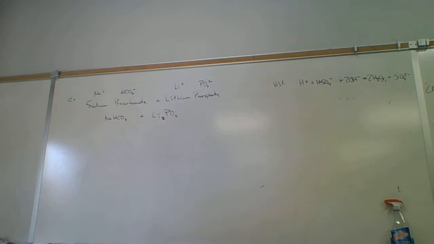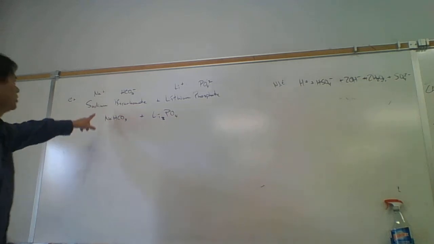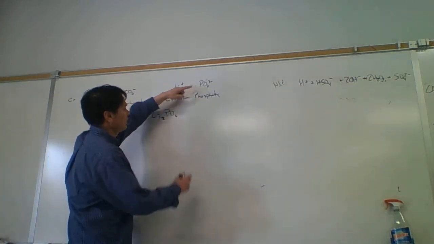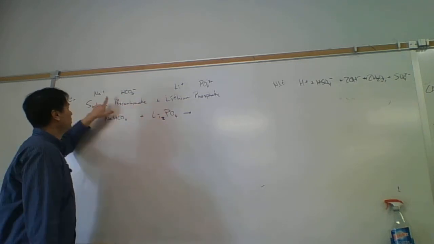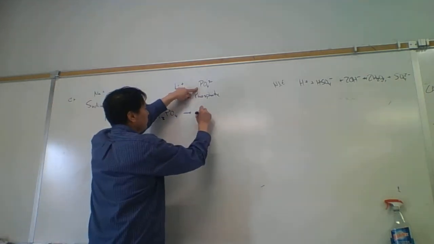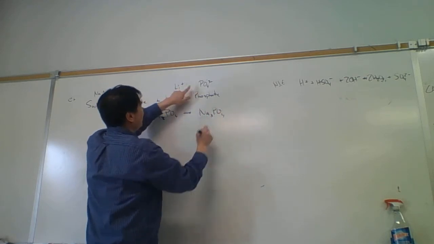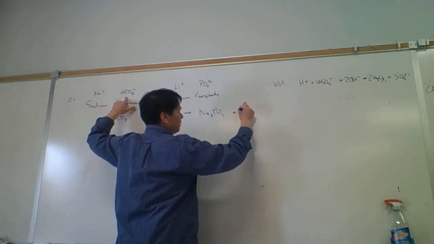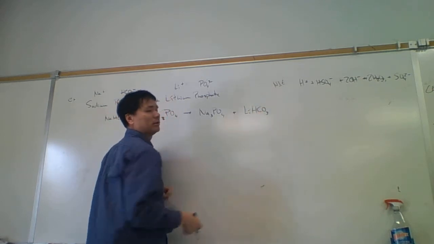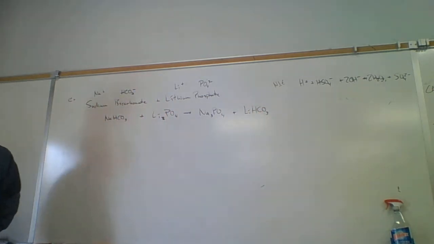Swap the anions. So what are we going to form? I'm going to take sodium and phosphate, so I'm going to be left with sodium phosphate. What's the correct formula for sodium phosphate? Na3PO4. And lithium bicarbonate. What's the correct formula for lithium bicarbonate? LiHCO3. So lithium with bicarbonate and sodium with phosphate.